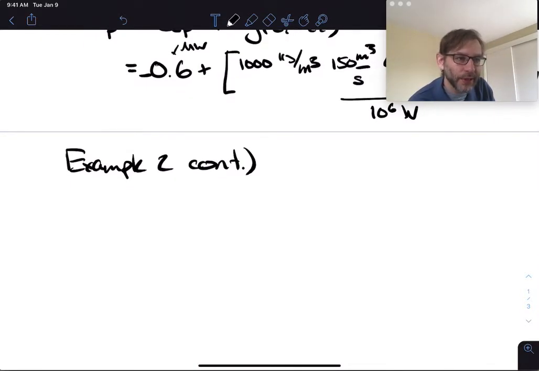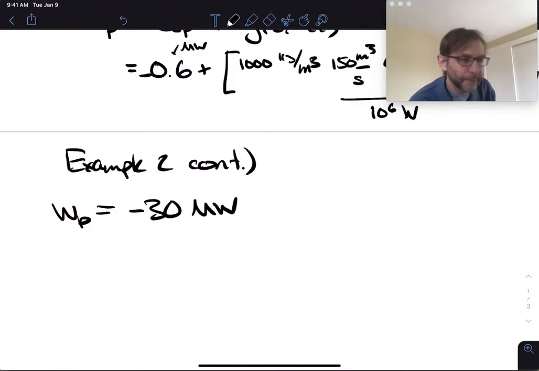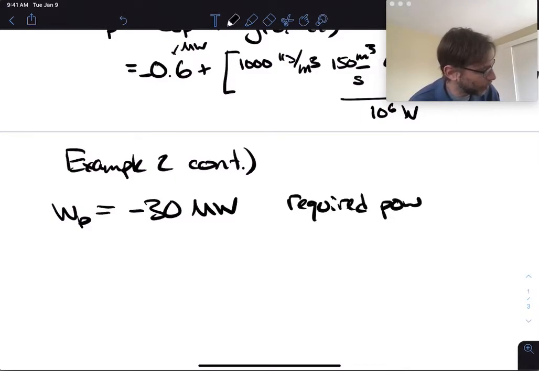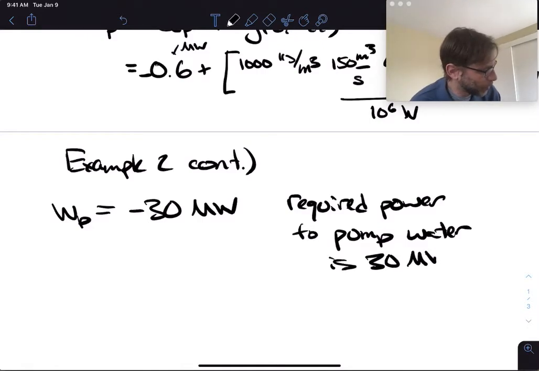So then this is essentially the power required. So work of the pump. If we just solve this thing and put it in our calculators, we have negative 30 megawatts. Okay, that's a lot of power. That's the power required. Required power to pump water is 30 megawatts. All right, that's a lot of power, and that has to come from your solar farm or whatever it is going to be.